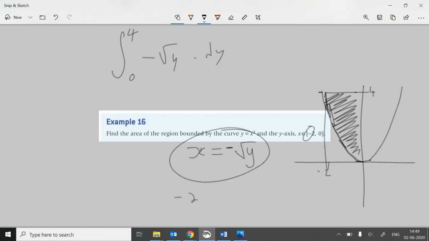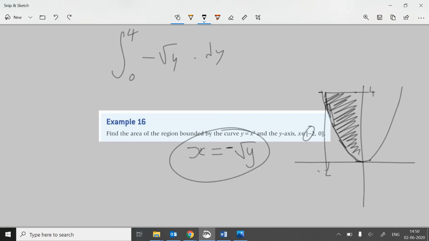Now, if you're unsure about that, you can put minus 2 into here, of course. So minus 2 equals minus square root of y. And then you're going to need to divide by minus 1, square both sides, and you'll get y is equal to 4. So that gives you your answer there when we put in the minus 2. You have to interpret this a bit as well, because clearly this starts at minus 2 and ends at 0. But we want it to start at 0 and end at 4. So it's switched around. And in fact, that has the impact of changing your answer to a negative by switching your limits around.